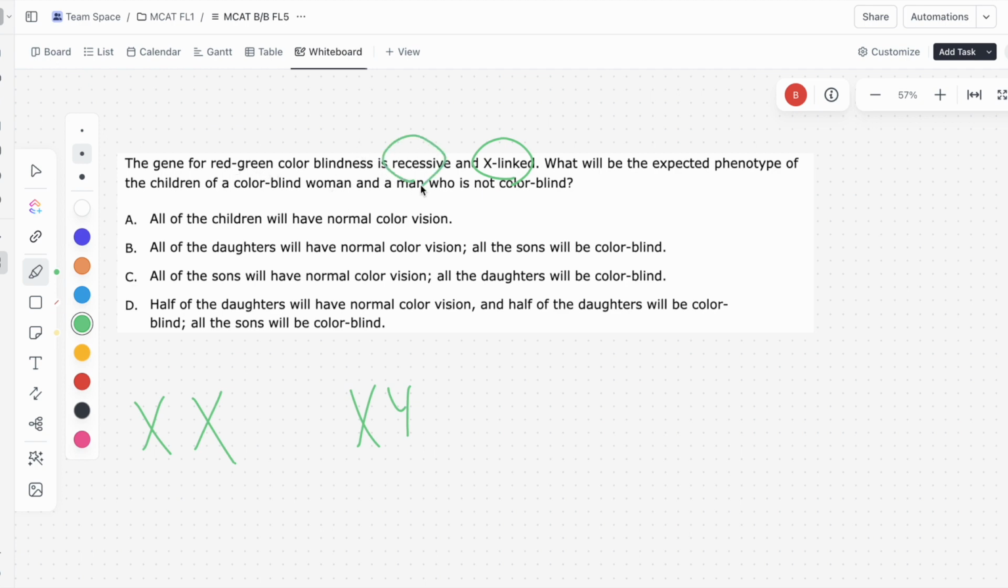This phenotype is recessive, and we know that the woman is colorblind, which means she carries the diseased gene, the colorblind gene, on both X chromosomes. Now we know the man is not colorblind, which means his X has to be a wild type chromosome, meaning it does not carry the gene for red-green color blindness. So the man is wild type and the woman has two X chromosomes that we know for a fact have to carry the color blindness gene.